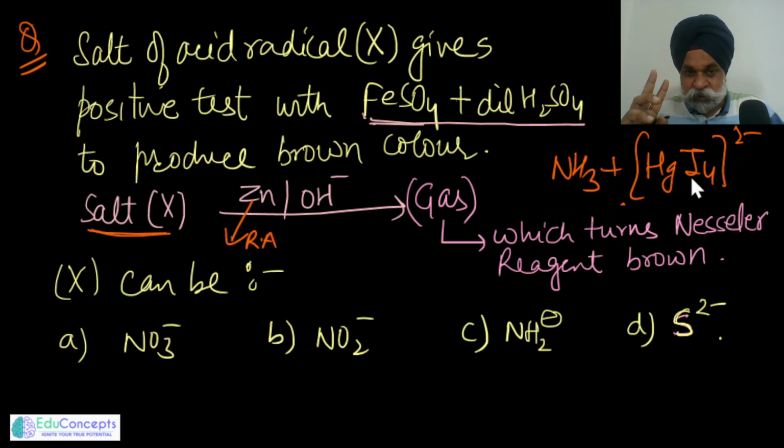So three things have happened together. They are talking about the brown ring test. The brown ring test is shown by nitrate and nitrite, and both of these species on treatment with zinc in alkaline medium or aluminium in alkaline medium convert nitrate and nitrite to ammonia, and that ammonia reacts with Nessler reagent to give a compound which turns the Nessler reagent brown. So this is what is being said. So what is the answer to this question?